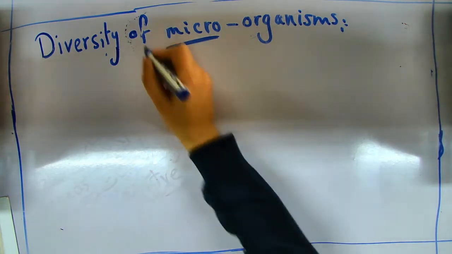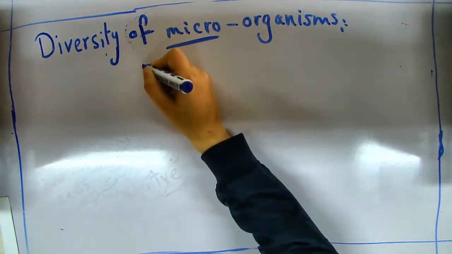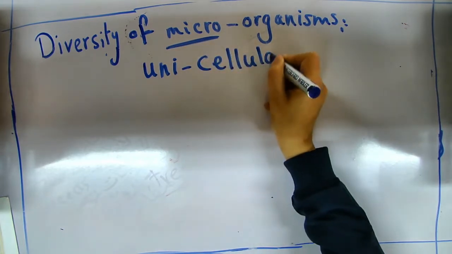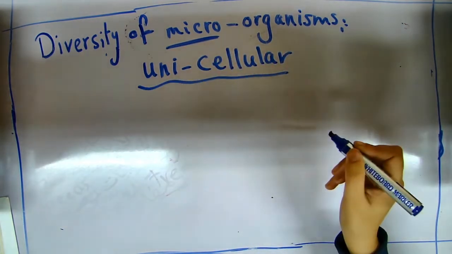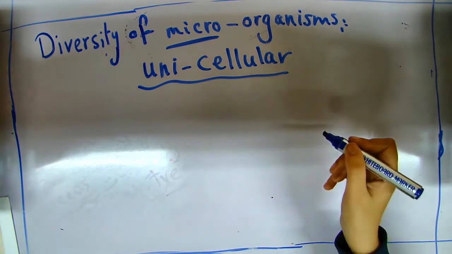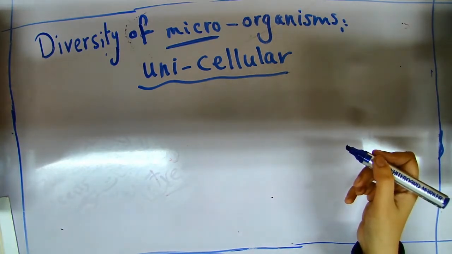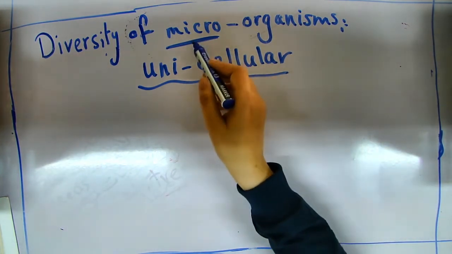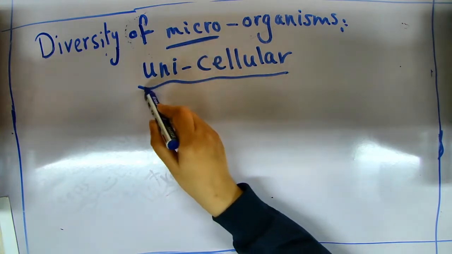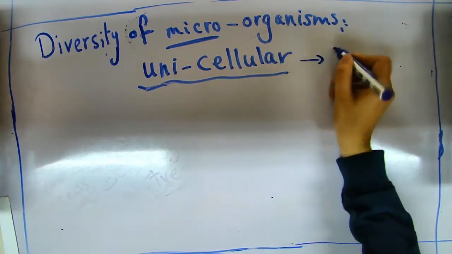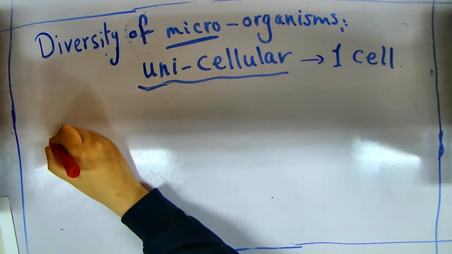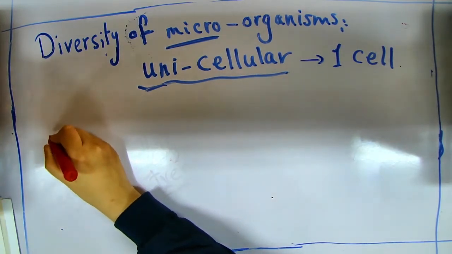There is a type of microorganisms called unicellular living organisms. Their bodies are made of only one cell, not multicellular. Humans have a lot of cells, so they are multicellular. But we will take an example of unicellular microorganisms, made of only one cell. For example, amoeba, euglena, and paramecium.